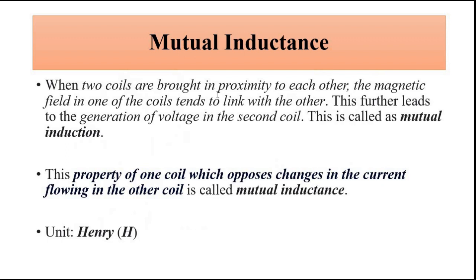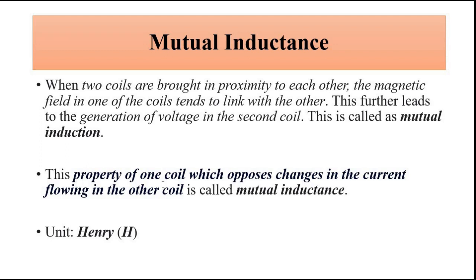So the basic definition of mutual inductance is that when two neighboring coils are brought in close proximity with respect to each other, the magnetic flux of one links with the other. This leads to generation of voltage, secondary voltage it is called. The primary voltage is the one which is produced in itself, the self-induced EMF, the self-induced voltage. The secondary voltage here is the mutually induced voltage. So the voltage is generated in the neighboring coil or the second coil. This whole process is called mutual induction.